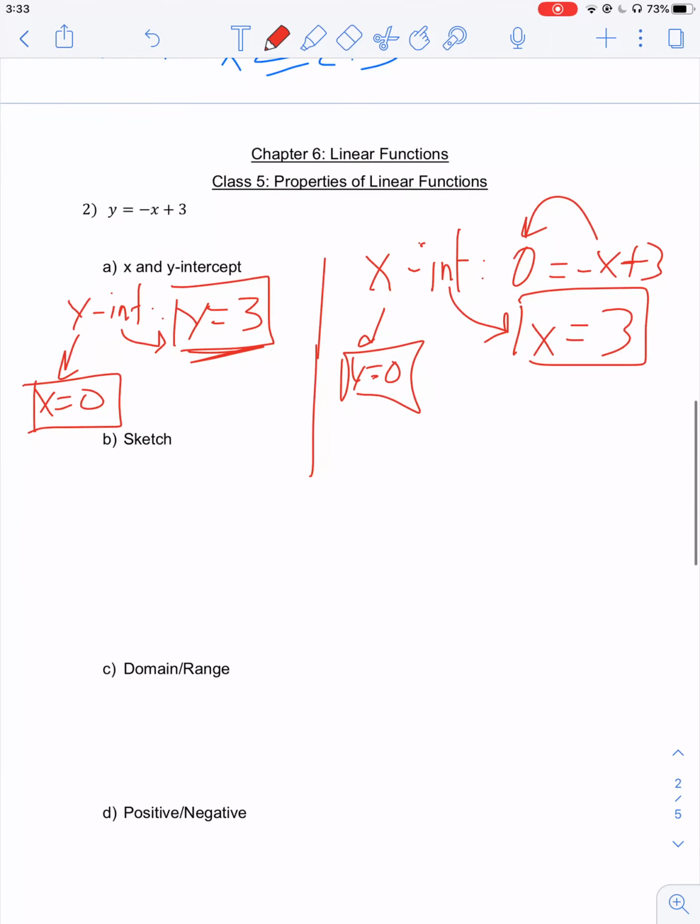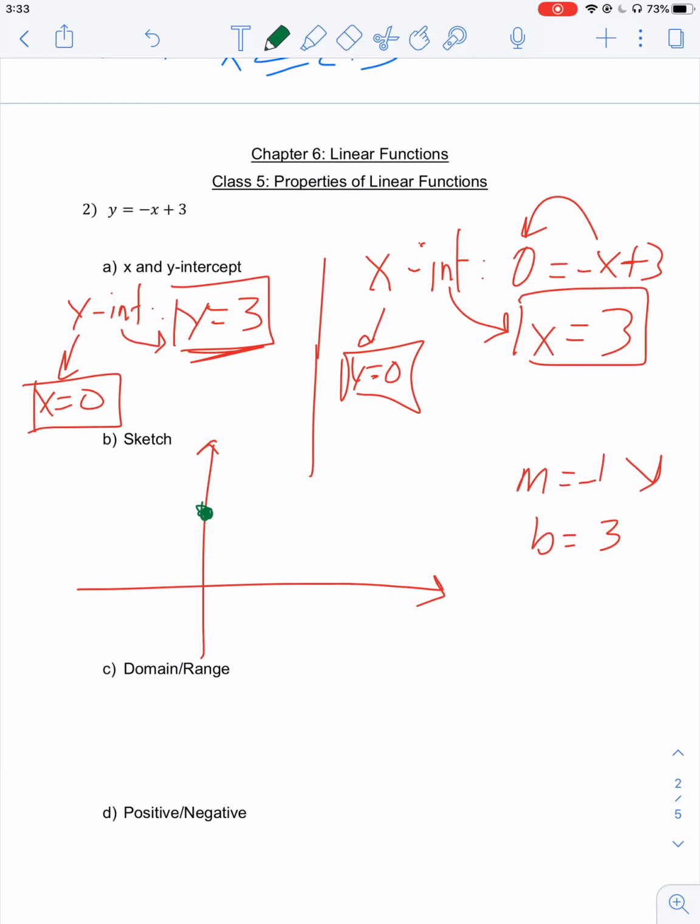Now the sketch. I can quickly sketch this using the x and y-intercepts and understanding how my slope works. My slope is equal to minus 1, which means my function will decrease. My b value, you can think of as your starting point, is equal to 3. So I am over here at 3, and because my slope is negative, my function is going to decrease. But now I know my x-intercept is actually 3, and then you just have to connect the two dots.